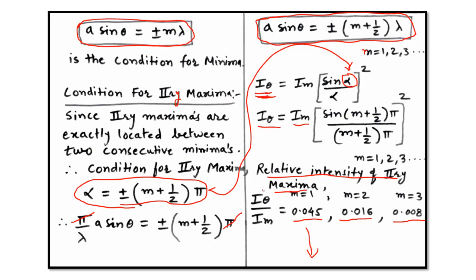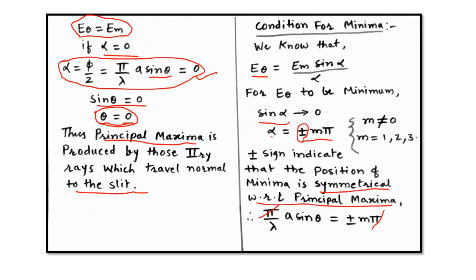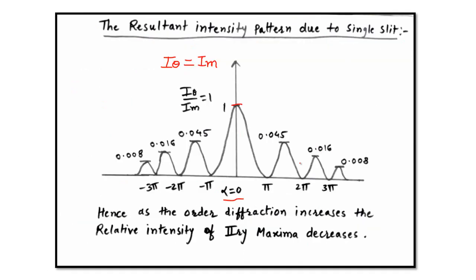Then the condition for minima, we have seen, is alpha is equal to plus minus m pi, where m can take values starting from 1, 2, 3 and so on. So for m is equal to 1, for alpha equal to plus and minus pi, you will get the condition for first order minima. This plus minus sign indicates that it is symmetrical with respect to principal maxima. So for alpha equal to pi and alpha equal to minus pi, you will get the position of first order minima, and I write simply m for minima.